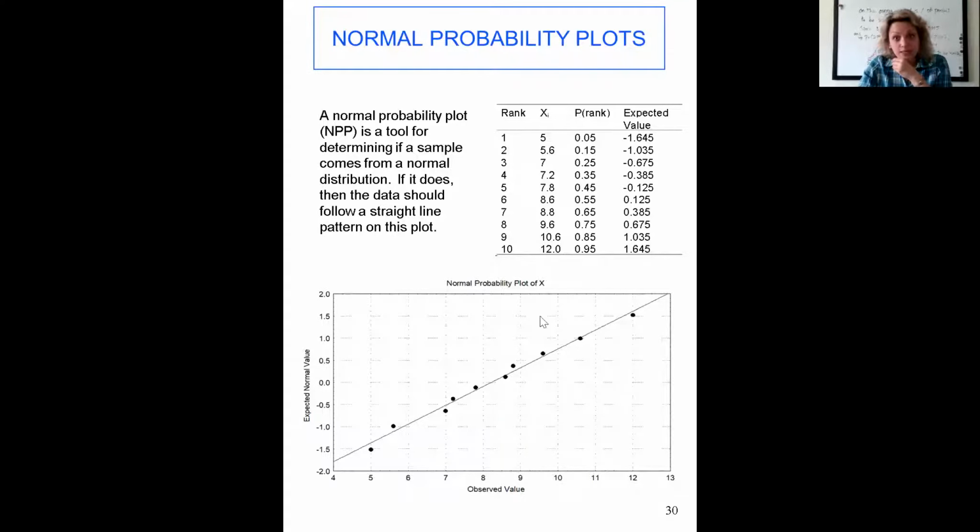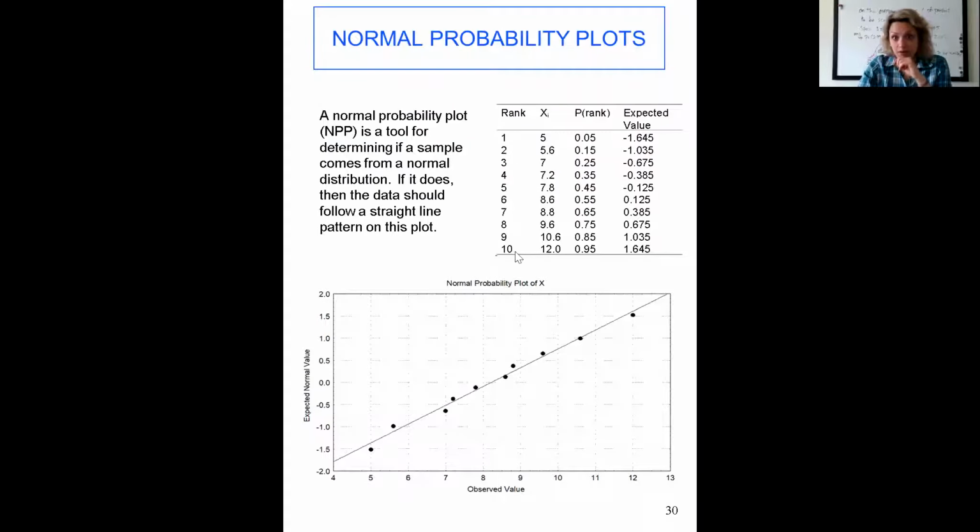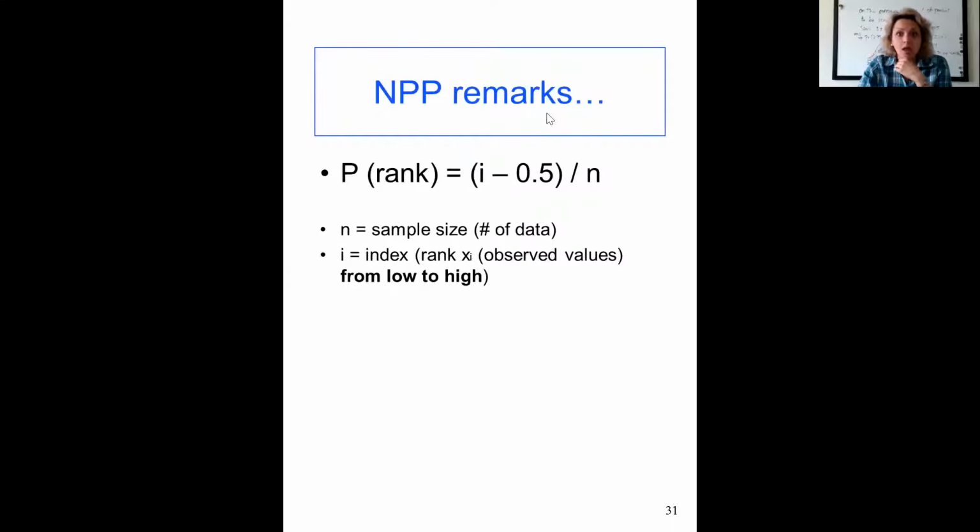Okay. And now let's see how we can find out these numbers, because these are x. Right? So for the probability of rank, we have this rule. We would say it's (i minus 0.5) divided by n. And i is the index, like 1, 2, 3, 4, up to 10. n is the total number of the data. For example, here it is 10, right? So we have 10 data points. You see that there are 10. So rank is going to be 10.